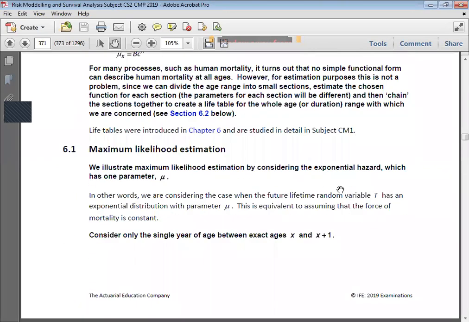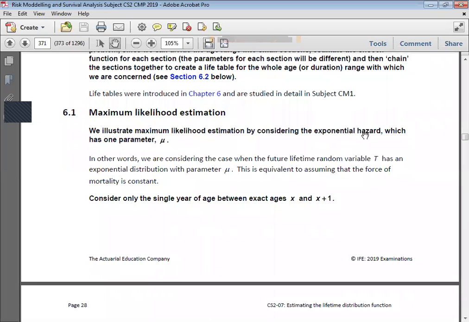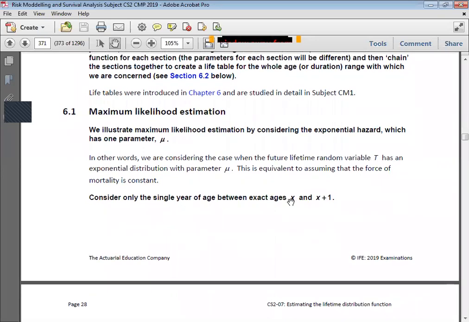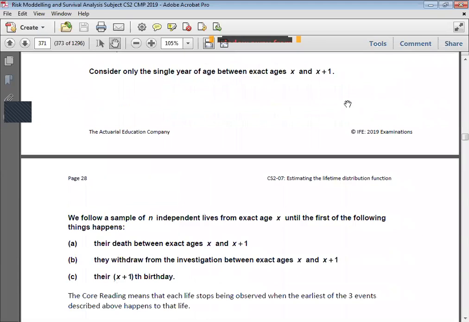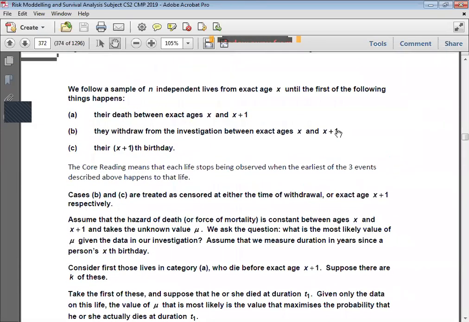I'm going to assume that we have an exponential hazard function, which is why the parameter does not change and just stays one constant, which is mu. And we are considering only a single year of age between exact ages x and x plus 1. Now you will have to meet certain practical issues, where some people will die precisely between x and x plus 1, some people might withdraw from the investigation, and some people might attain their x plus 1 birthday within the time.